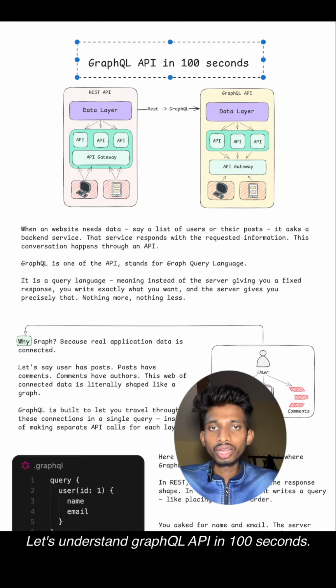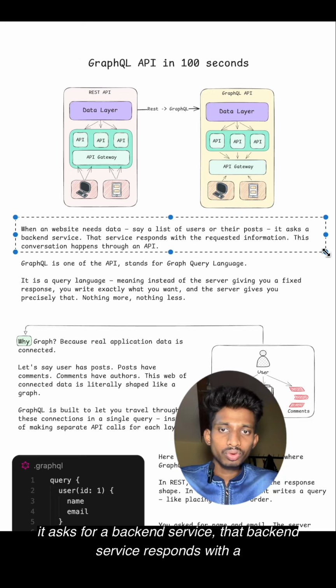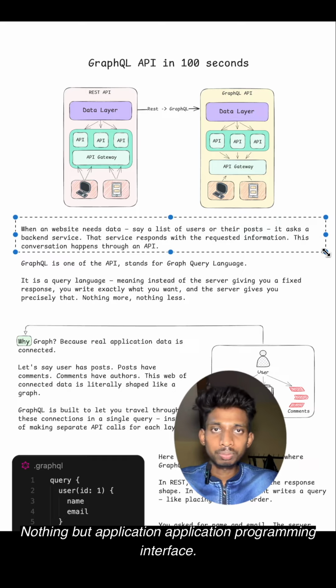Let's understand GraphQL API in 100 seconds. See, when a website needs data, say a list of users or their posts, it asks for a backend service. That backend service responds with the requested information, and this conversation happens through an API, nothing but application programming interface.